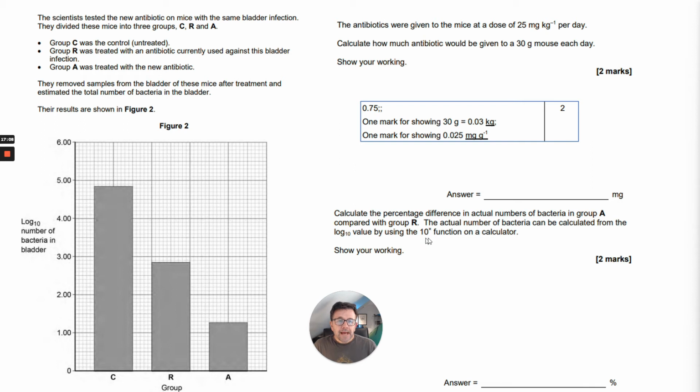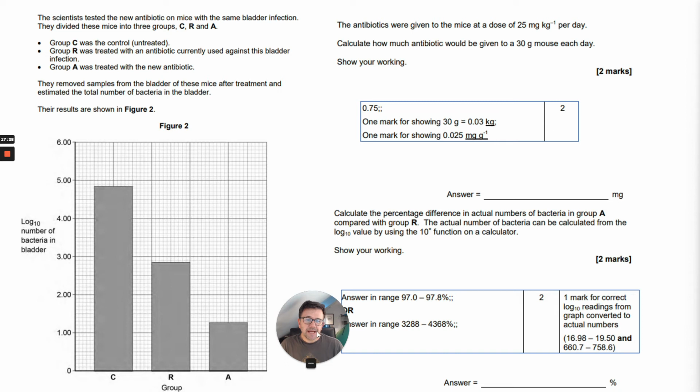0.75. Then the next one, calculate the percentage difference in actual number of bacteria in group A compared with R, and the actual number to be calculated from the log 10 value by using the 10x function on your calculator. And again, I'd ask you to look at my YouTube video on log functions. And the answer you would find there, for two marks, is 97 to 97.8%. So you're using the graph to help you work out the log 10 number. So group A, for example, you would work it out, and then group R, and then what's the difference? And it says calculate the percentage difference. So there we go.